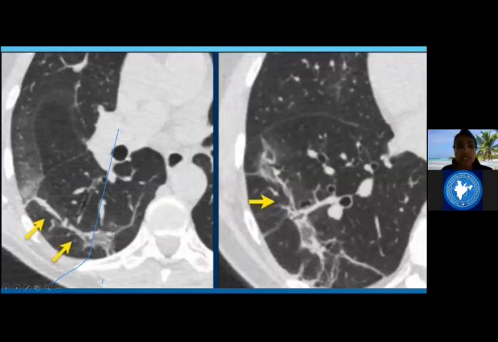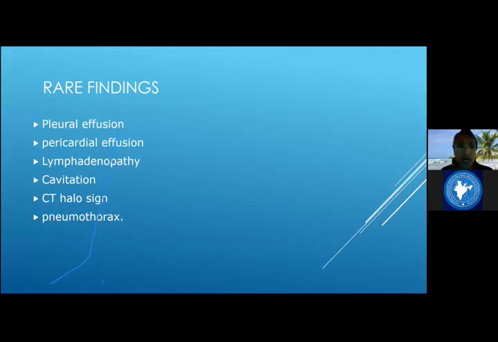So these are the typical findings that we see in CT chest in a patient with COVID-19. There are some rare findings like pleural effusion, pericardial effusion, lymphadenopathy, cavitation, CT halo sign, pneumothorax, but these are very, very rare. And the point is that if we see pleural effusion or lymphadenopathy or cavitation in a non-COVID-positive patient with pneumonia, we should think of a complication like superimposed bacterial infection. So that is the importance of picking up these findings.